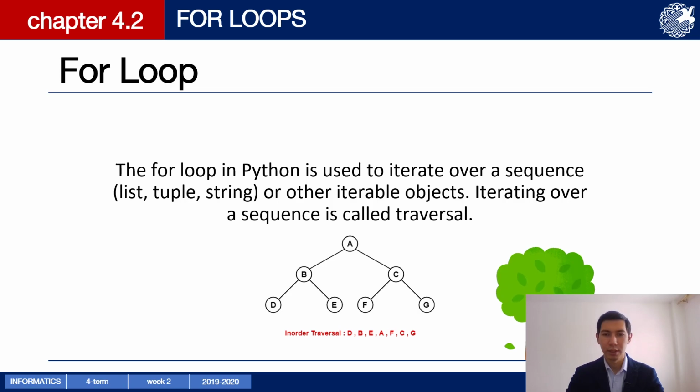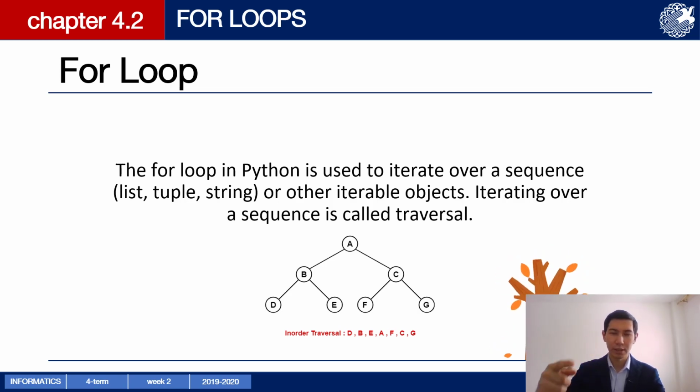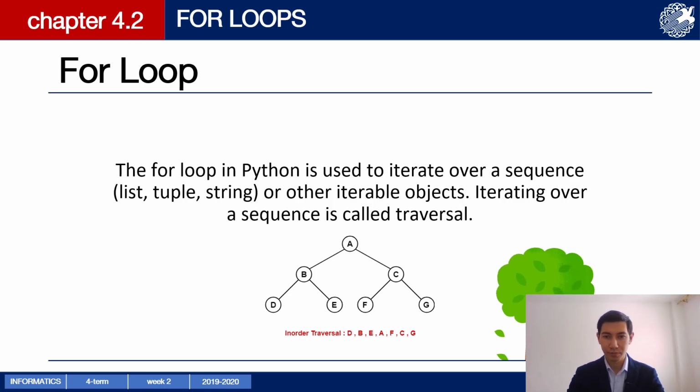So basically it iterates and repeats the action, and it's iterating over a sequence. It's called the traversal. I think you already see the tree. So the meaning of the traversal is actually the tree, which is represented in this scheme as well.